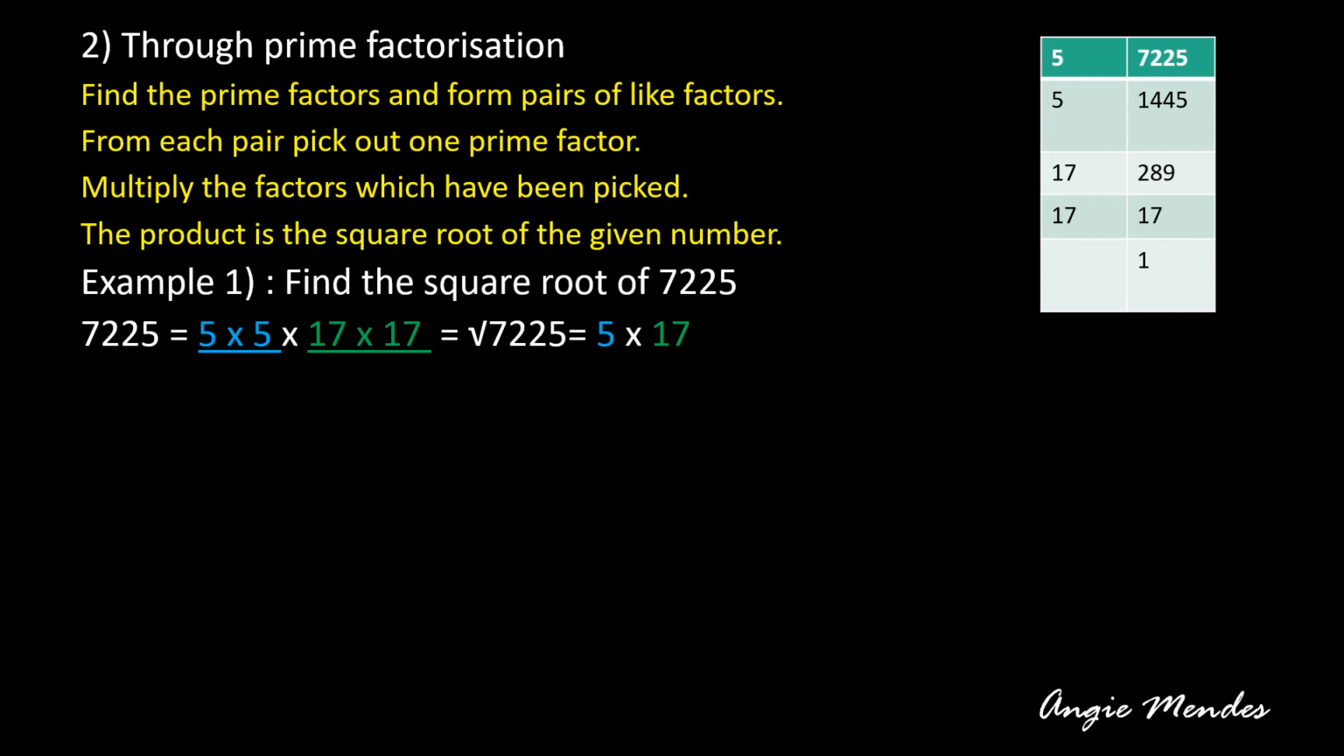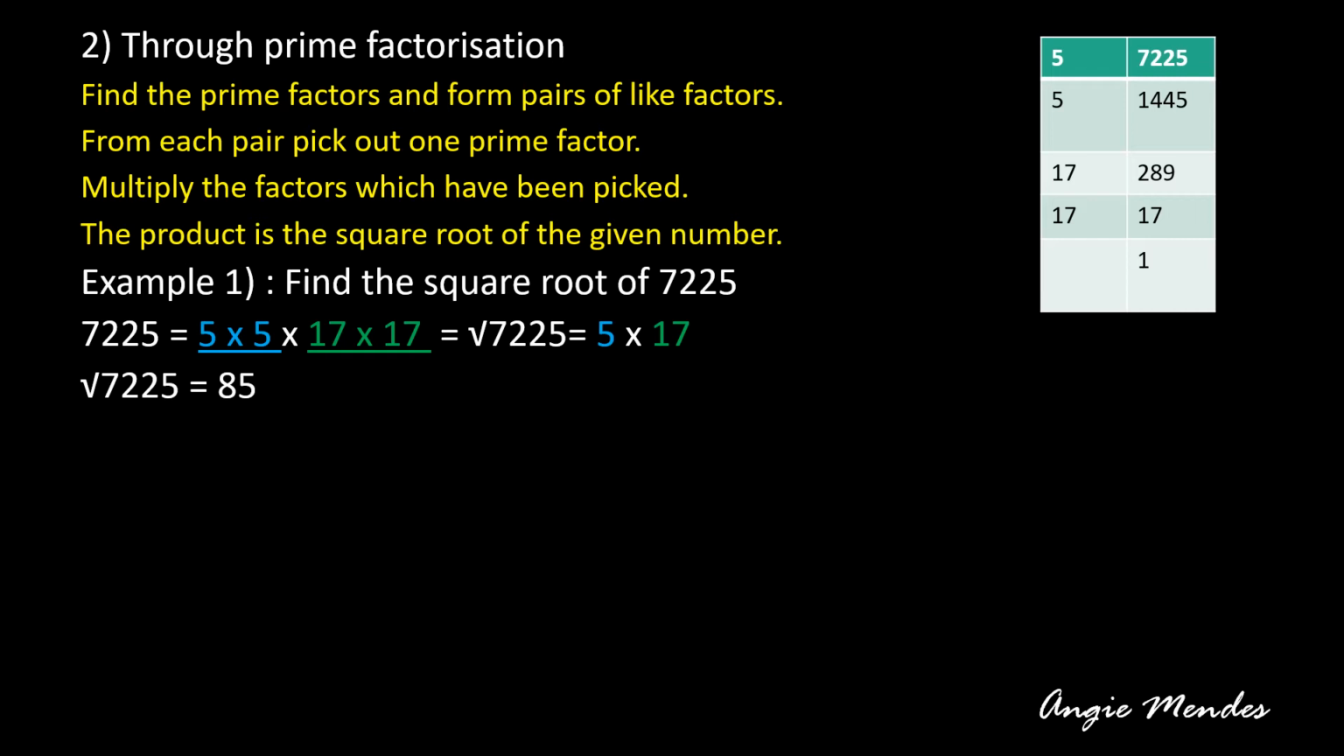Okay. The next step is we need to multiply these factors which we have picked. So to find the square root of this number, we will multiply 5 by 17. So the square root of 7225 is 85, which we have got by multiplying 5 by 17.